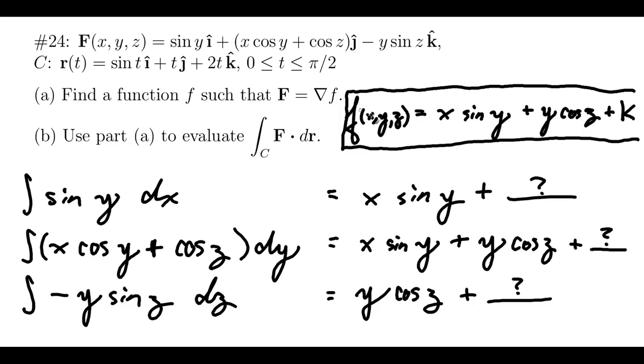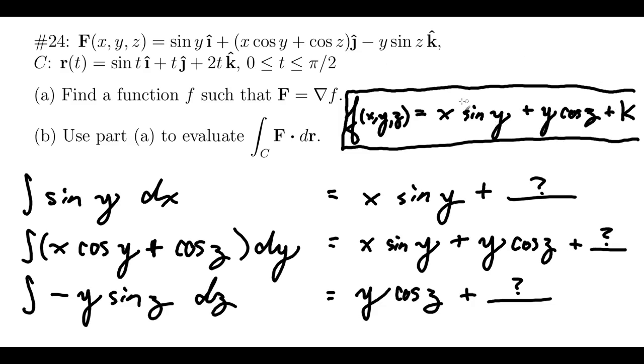Now to actually check this, if we take the gradient of this, first take its partial with respect to x. This first term, we get sine y. Y cosine z is constant, so that and the other constant k go to 0, so we just have sine y. That matches. If we take the partial with respect to y, we get x cosine y plus cosine z. That's what we have here.